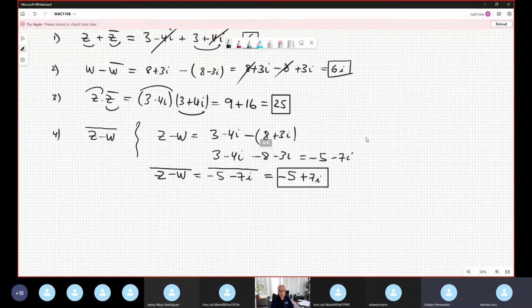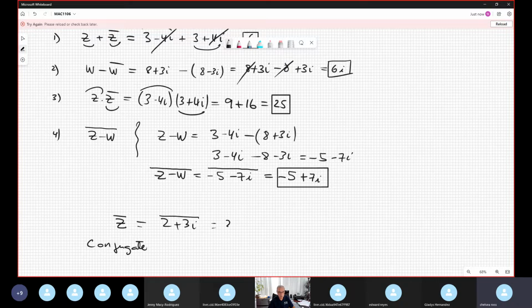Professor, what is that little line called again? The one on top? Conjugate. This is conjugate repetition. When you see this line, that means conjugate. And what does that mean? Conjugate means, suppose you have 2 plus 3i, the conjugate is 2 minus 3i. So you change the sign of the imaginary part, and the real part stays the same. Cool? Yes.